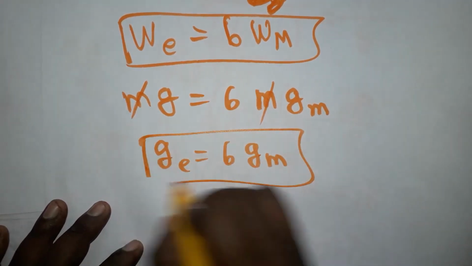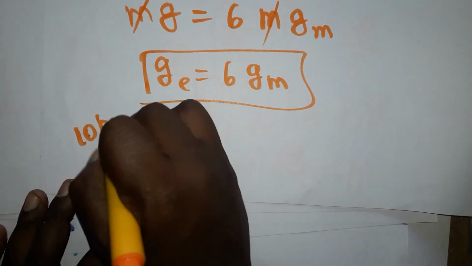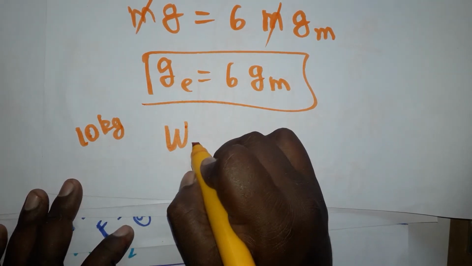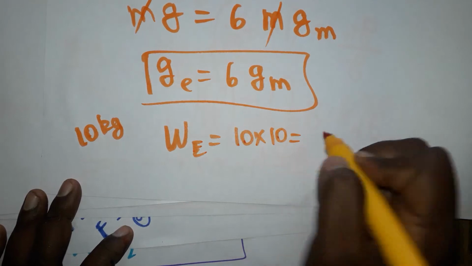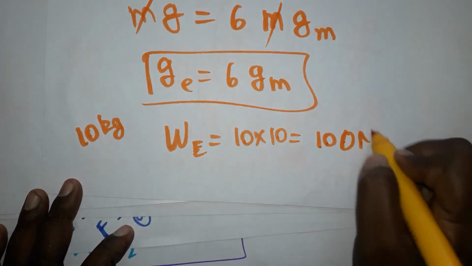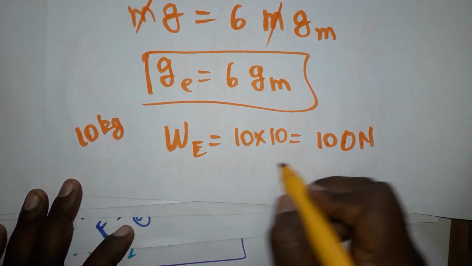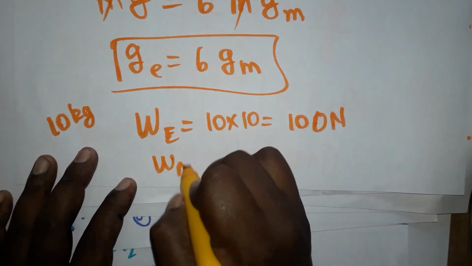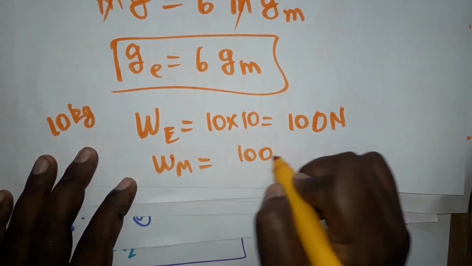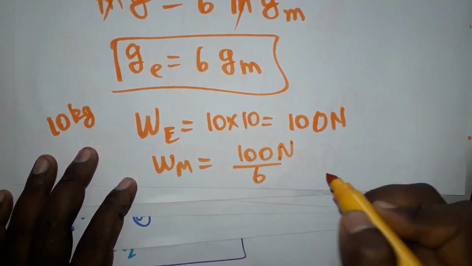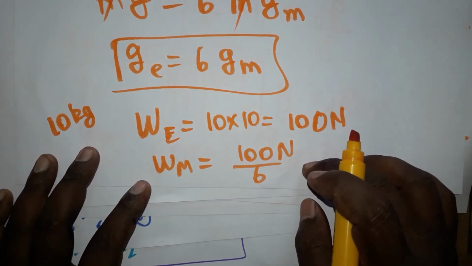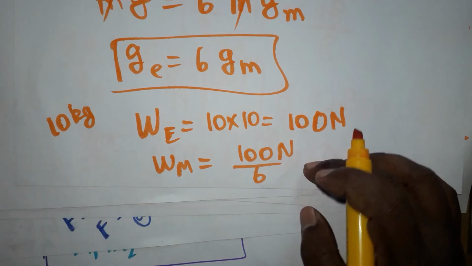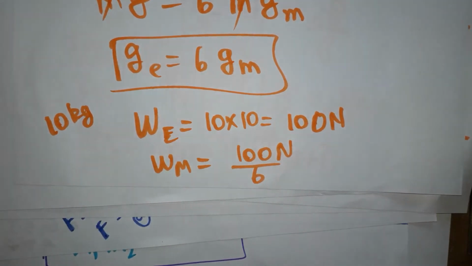Okay, I'll give one example. A 10 kg mass. What is the weight on the earth surface? So the weight on the earth surface is going to be 10 into 10, we'll take it as 100 Newton. 100 Newton is the weight of the object on the earth surface. Same thing, the weight on the moon surface is going to be 100 Newton divided by 6, because the acceleration due to gravity has decreased by 6 times, so the weight decreases 6 times.